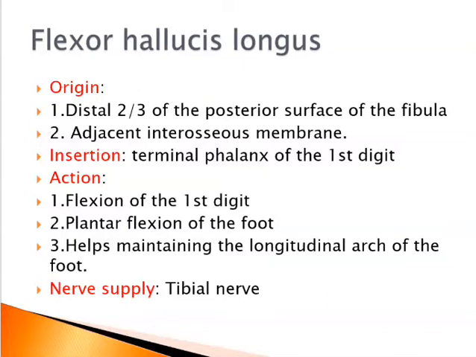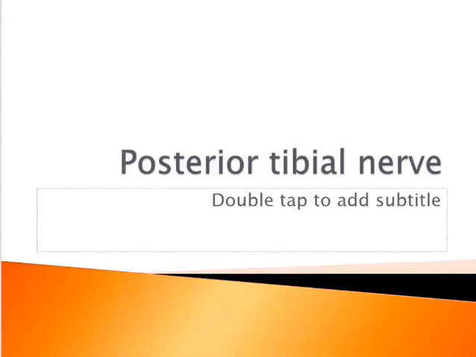Then we go to another muscle, that is flexor hallucis longus. Origin is from the distal 2/3 posterior surface of fibula and the adjacent interosseous membrane. Insertion is into terminal phalanx of the big toe, that is first digit. Action is similar, that is flexion of the first digit, plantar flexion of the foot, and also helps in maintaining the longitudinal arch of the foot. Nerve supply is tibial nerve. So we have completed the muscles of the back of leg.